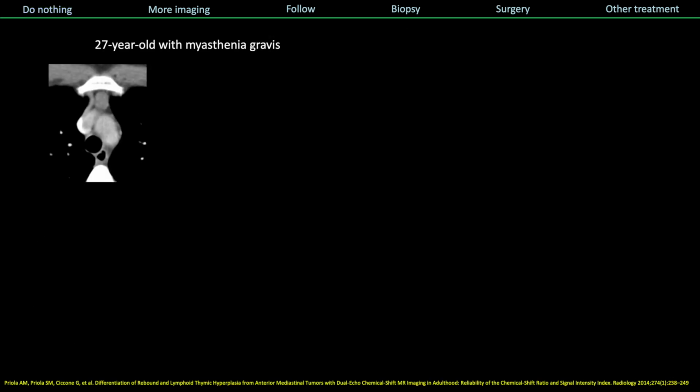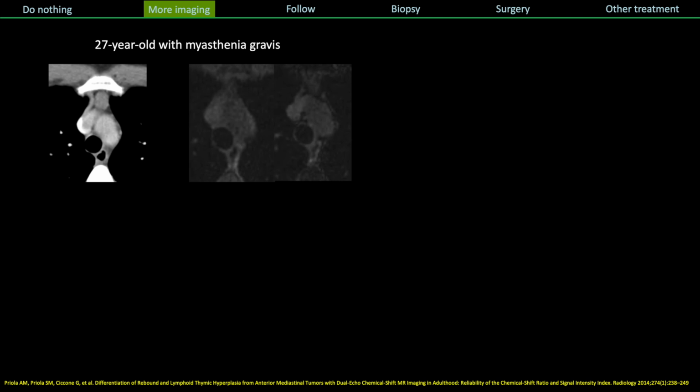But there are times when I don't know, and sometimes it's relevant, right? In a 27-year-old with myasthenia gravis, it's important to know if they have a thymoma. It affects surgical approach and treatment approach to the patient. This is a rounded lesion in the anterior mediastinum. I can't tell for sure if that's thymic tissue or a thymoma. We've got a choice here, though, and that choice is more imaging.